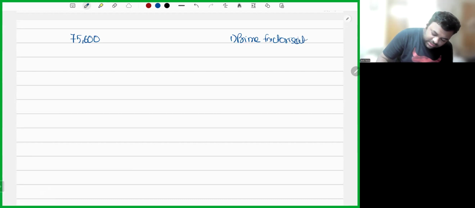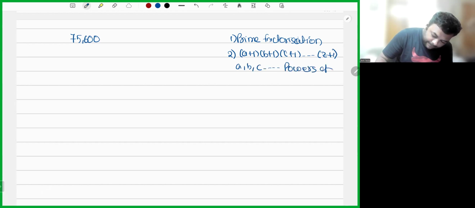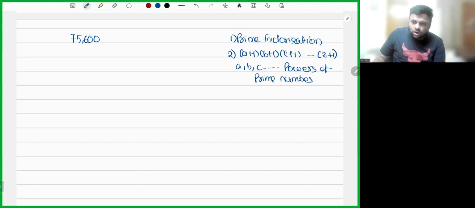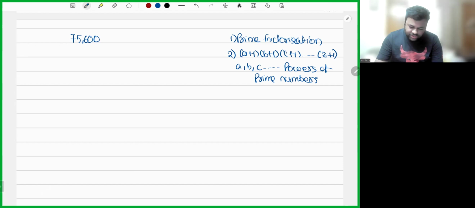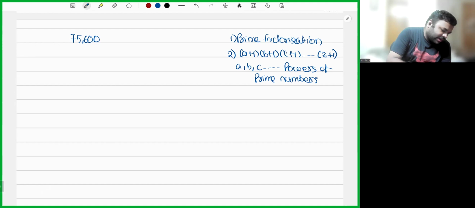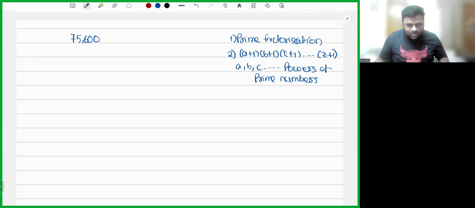After doing prime factorization, you will apply one formula: a plus 1 into b plus 1 into c plus 1, and so on till z plus 1, where a, b, c, and so on are the powers of prime numbers. That's just the formula we have. We don't have any derivation for this, so we'll be going to the formula. So first we'll do prime factorization. Prime factorization means you'll divide with prime numbers.